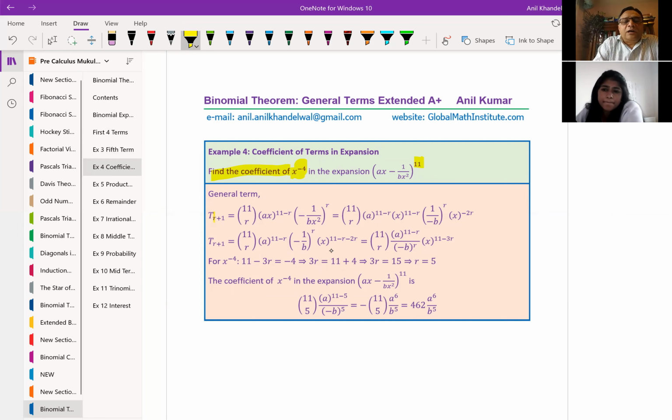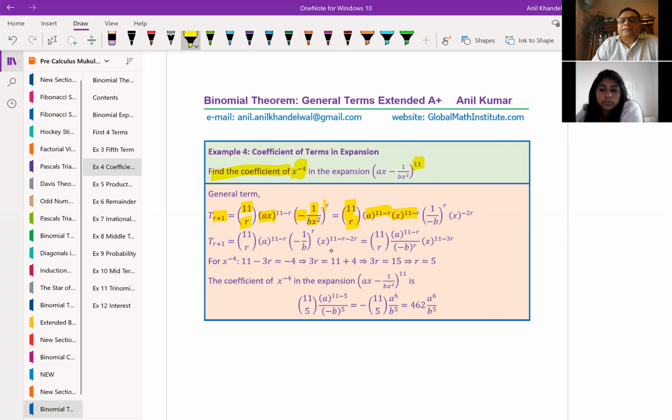So again, T of r plus 1. General term will be 11Cr because 11 is the exponent. First term is ax to the power of 11 minus r. Second term is minus 1 over bx squared to the power of r. Now, see the simplification here. 11Cr is your coefficient. a to the power of 11 minus r, which is a constant. I separated x out and wrote x as x to the power of 11 minus r, right?